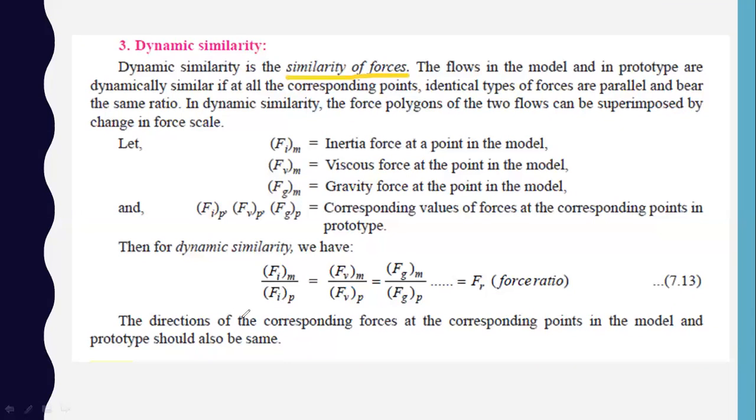For example, the inertia force of the model, the viscous force of the model, and the gravity force of the model, and correspondingly for the prototype. So we have to find the force ratio. The directions of the corresponding forces at the corresponding points in the model and prototype should also be the same. Why do we have to deal with the directions? Because force is also a vector quantity.